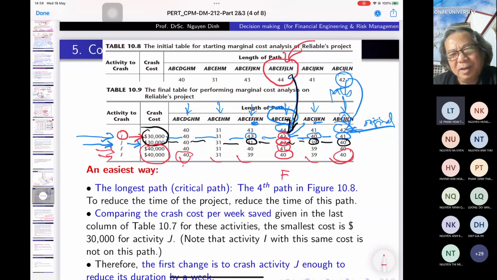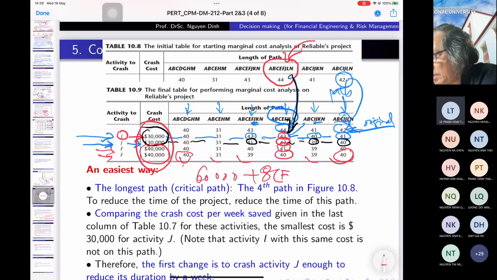So that means the best way for us to have the cheapest cost for crashing the whole project is to reduce J 2 weeks and reduce F 2 weeks, 4 weeks in total, and the total money we have to pay is what? 60,000 plus 80,000. What is it? 80 plus 60 is 140, yes.